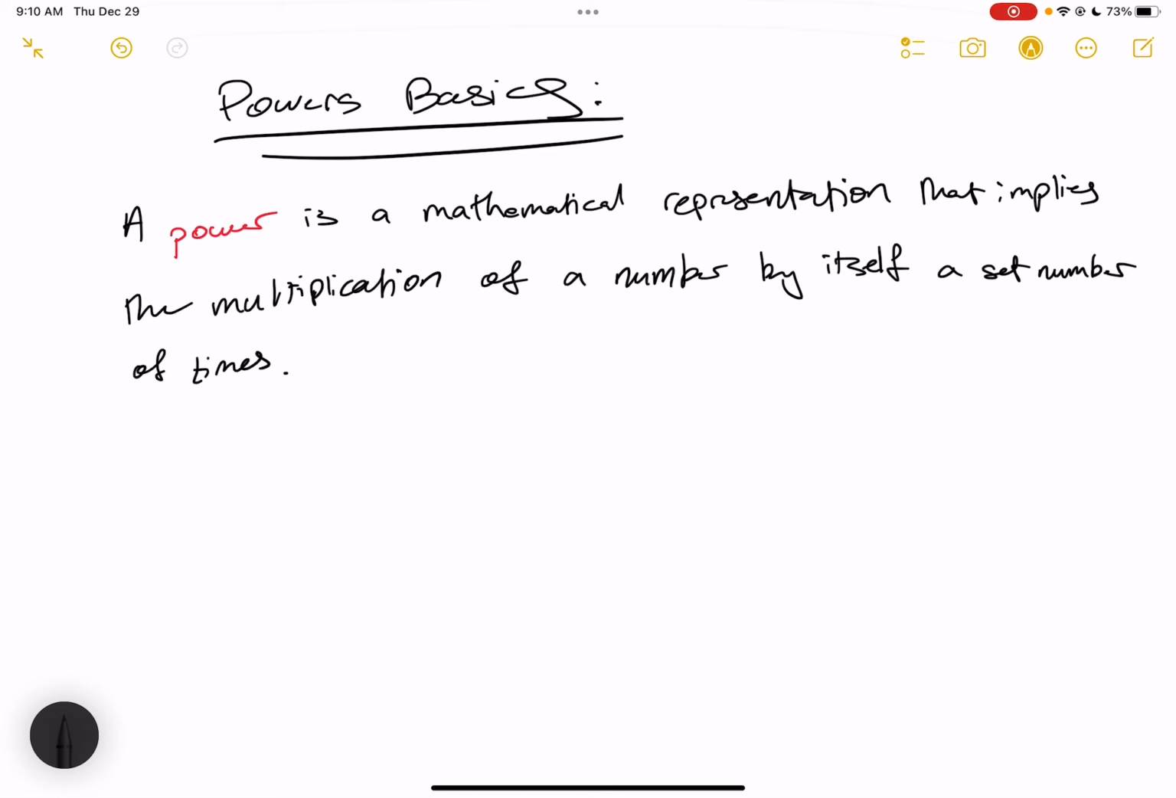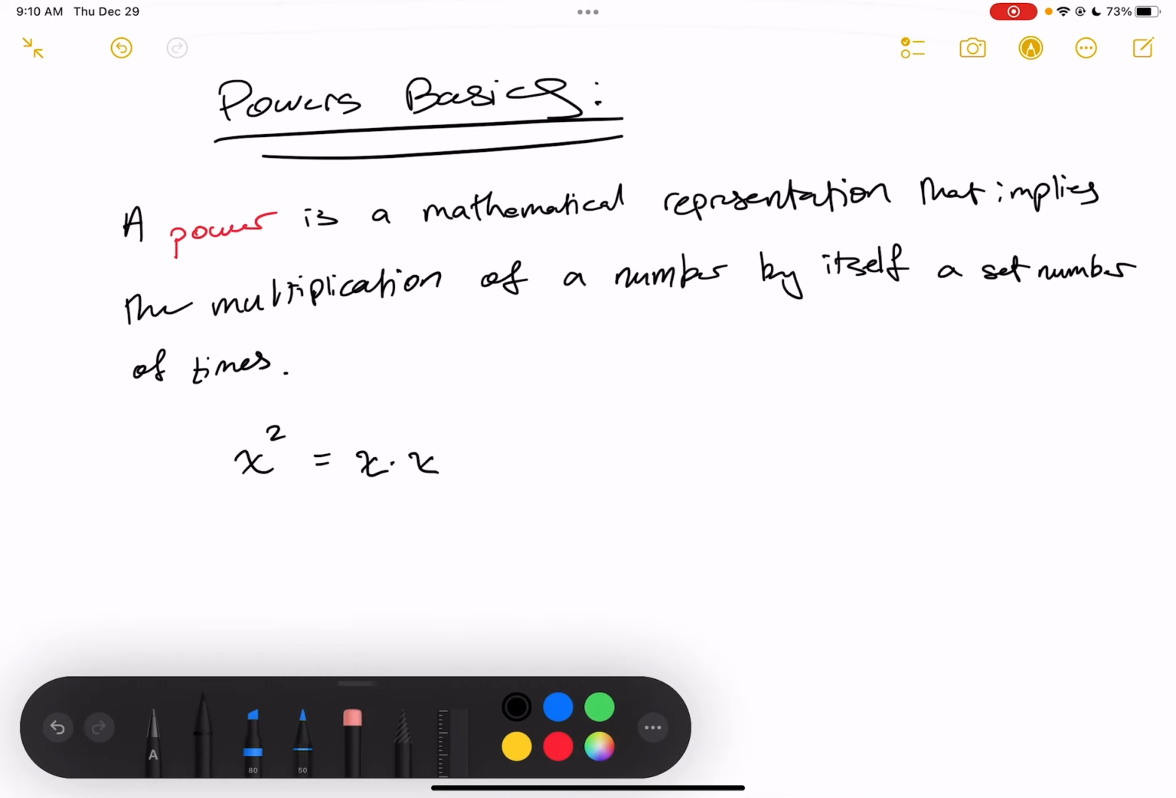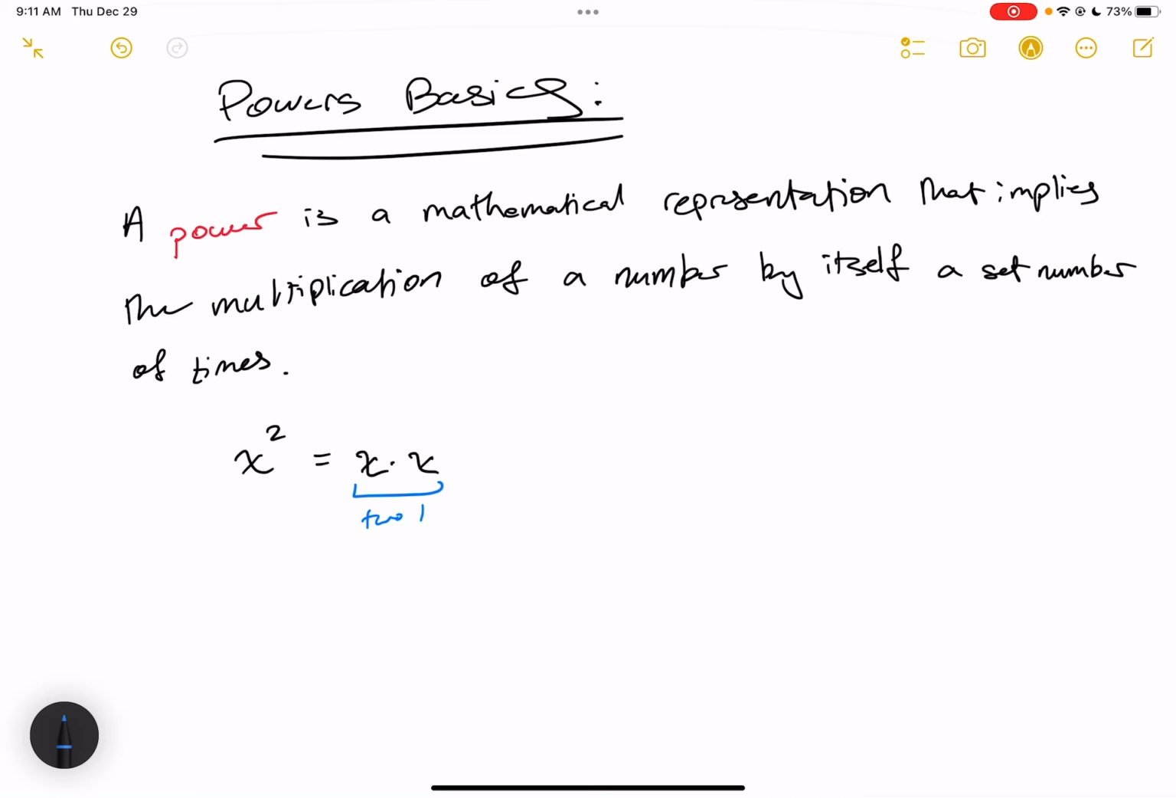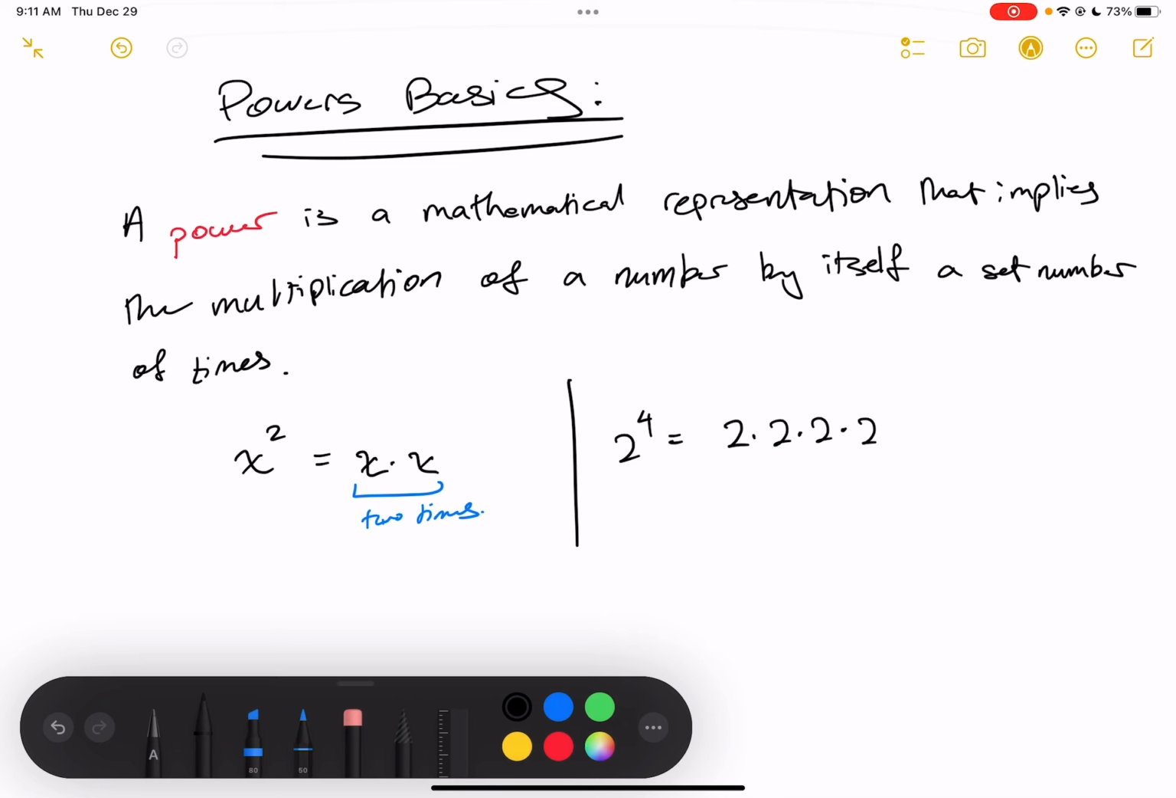For example, the most common one that you've probably seen is something like, say, x squared. That basically means x times itself, or x times x, and that just happens 2 times. It doesn't just exist with variables, though. It also can exist with proper numbers. For example, if I were to write, say, 2 to the power of 4, that can be written as 2 times 2 times 2 times 2.